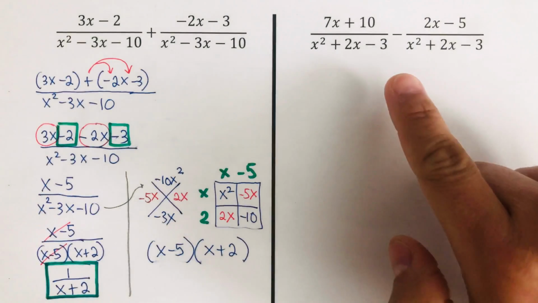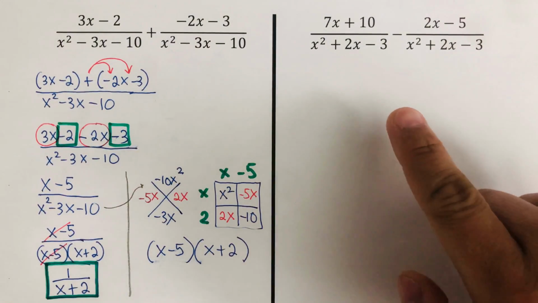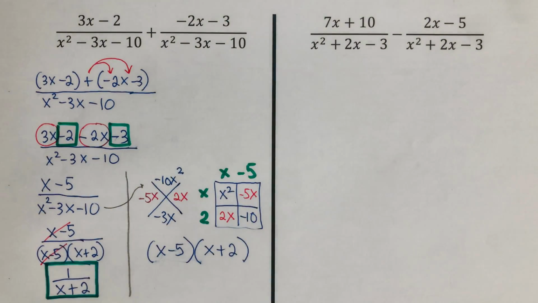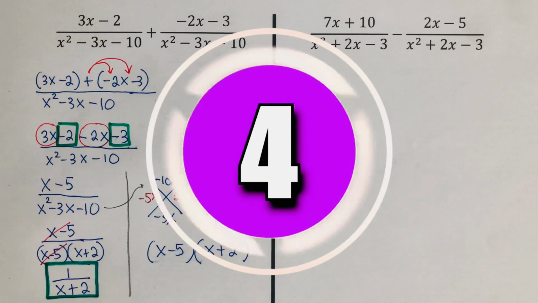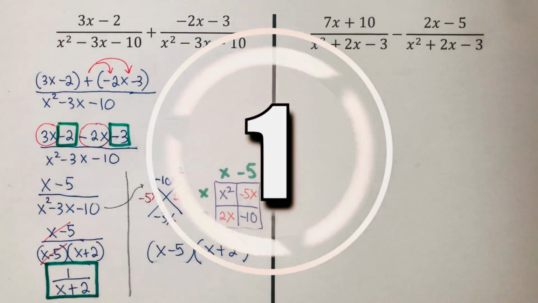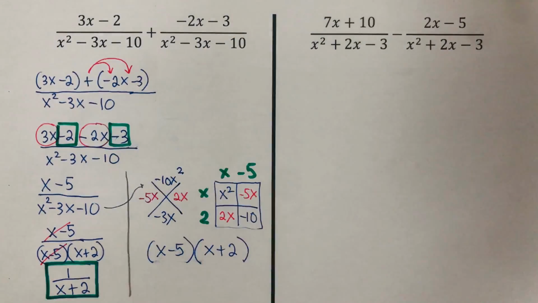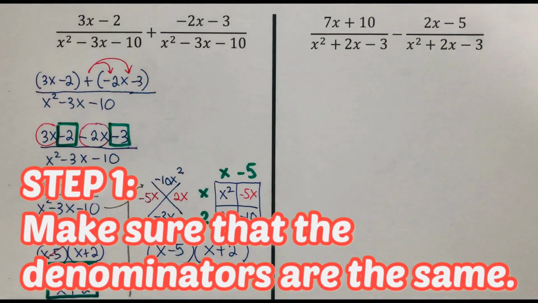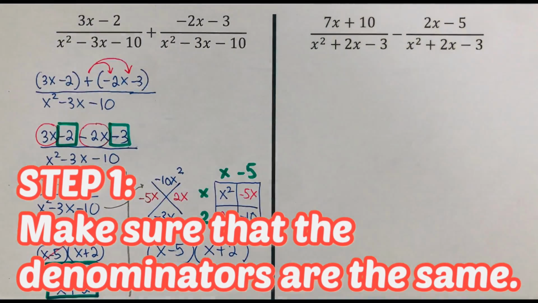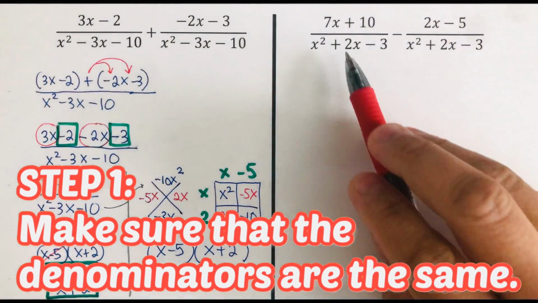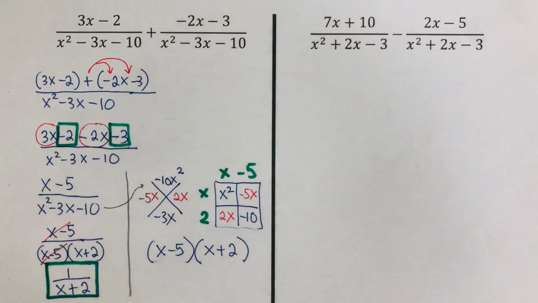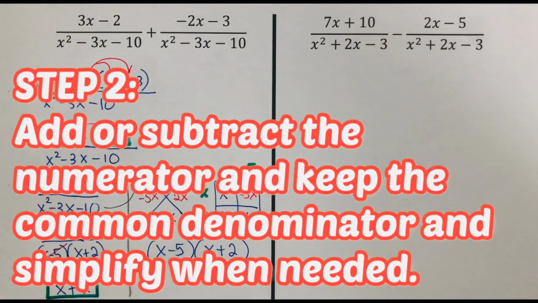At this time, I would encourage you to pause this video and try this problem out on your own. And when you're done, unpause it and check your answer. Okay, so pretty much we have the same steps. The first step is to make sure that the denominators are the same. In this problem right here, both denominators are the same, so we're good. So we're now ready to move on to the second step. The second step is to add or subtract the numerators, keep the common denominator, and simplify.